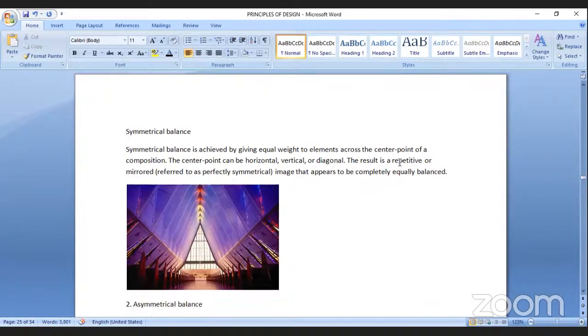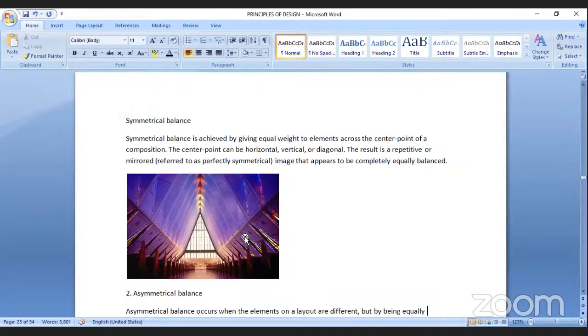The result is a repetitive or mirrored image, that can appear vertically or horizontally, and the center point can be anything. Usually, traditionally, the axis is vertical, with the image mirrored on both sides, left and right, because that is how we see an image.